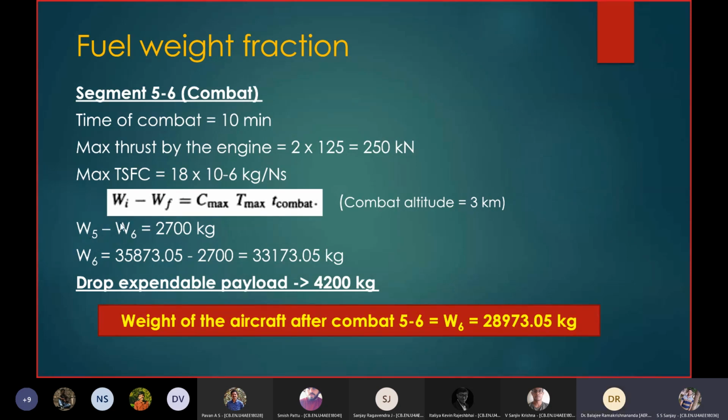Since we have to incorporate this difference in weight, we cannot work on ratios, and that is why we have chosen the absolute weight of the aircraft after each phase, so that we can subtract here. If we had chosen ratios, then the subtraction would not have been possible. Here we are also dropping our expendable payload, which was 4,200 kg, comprising missiles, machine gun bullets and torpedoes. This subtraction gives us 28,973 kg.